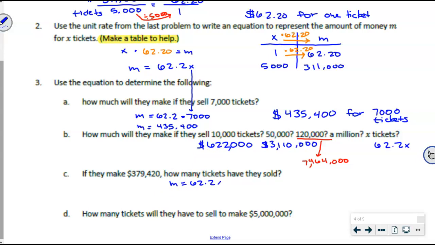Exactly. This time I've told you what the M is, what the money is. So instead of changing the X, we're substituting 379,420 in for M. So 379,420 is equal to 62.2x. How do I take care of this? Because that still doesn't answer the question. I was able to substitute it in, but now what do I do with that information?